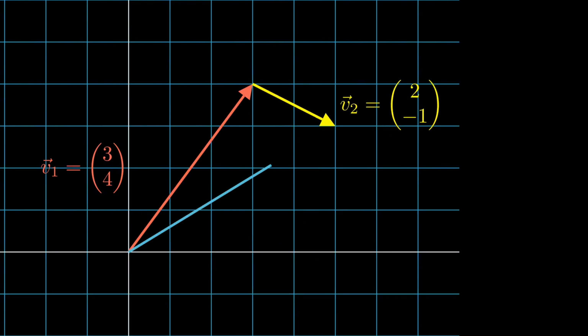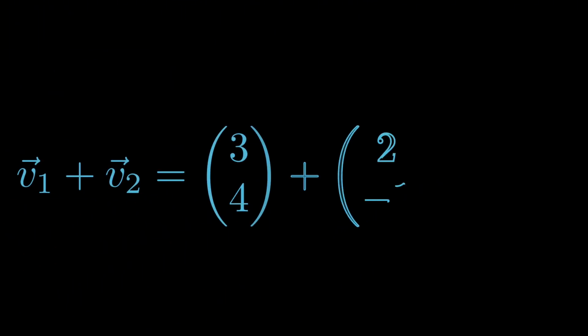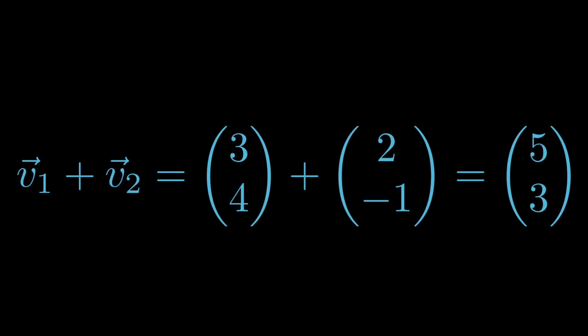We can also add one vector to another vector. Take the vector 3, 4 again, for example. If I want to add it to the vector 2, negative 1, all I do is simply place the tail of the second vector on the tip of the first vector, and we have a new resultant vector. To find this new vector, we can simply add the x components together and the y components together as well. This is called vector addition.